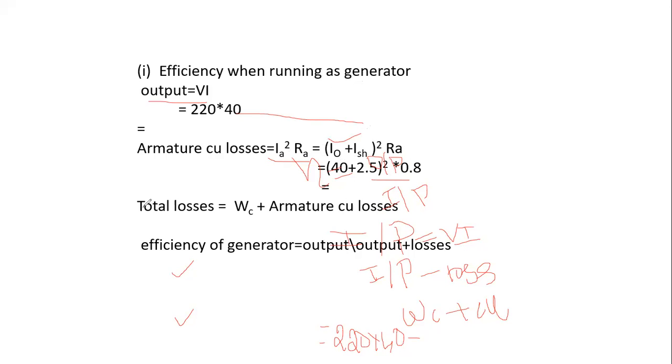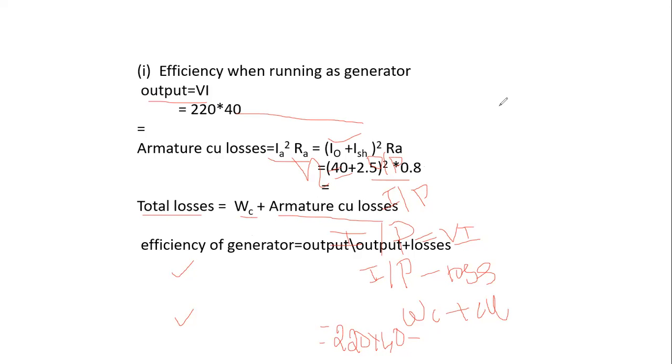Similarly, we calculate the total losses, WC plus armature copper losses. WC is the constant losses already calculated in the previous slide, plus armature copper losses, which is 40 plus 2.5 whole square into 0.8. Next we calculate the efficiency of a generator.